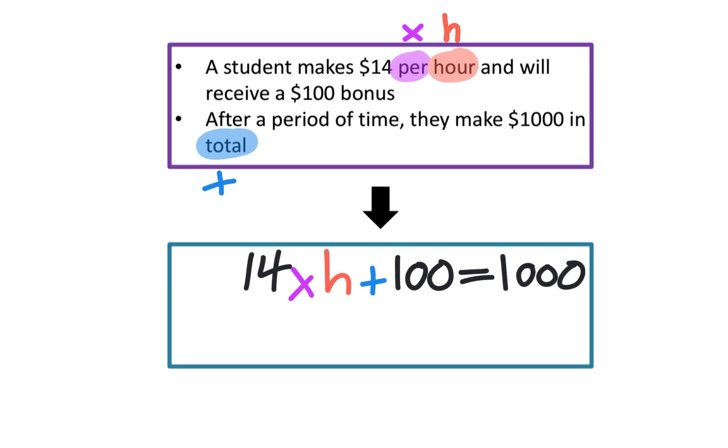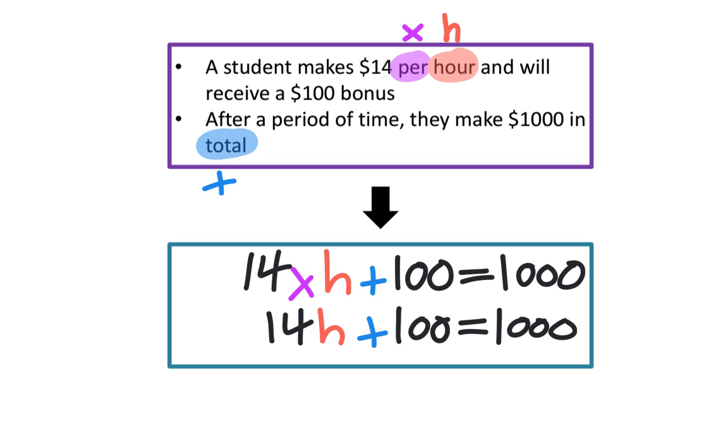Let's clean this equation up a little bit. We don't need this multiplication sign, so I'm going to rewrite this as 14h plus 100 equals 1,000. Remember, when you have a number and a variable side by side, there's actually a hidden multiplication sign.